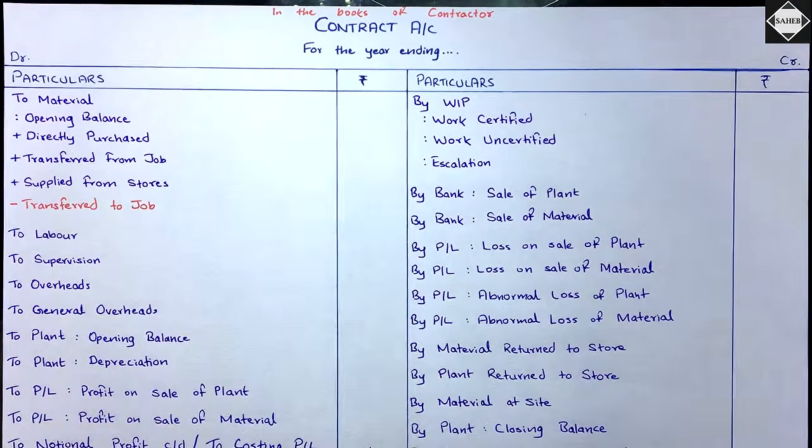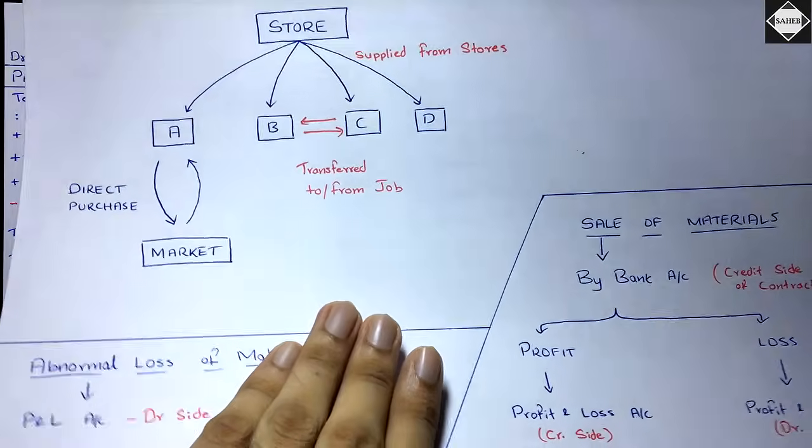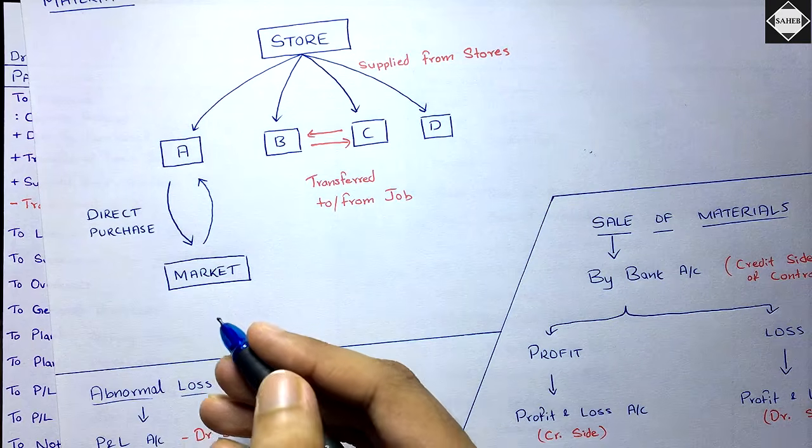Opening balance. Clear? Yes. Then what is this directly purchased? Directly purchased means you go directly to the market and you have purchased the materials. That's what directly purchased is, right?